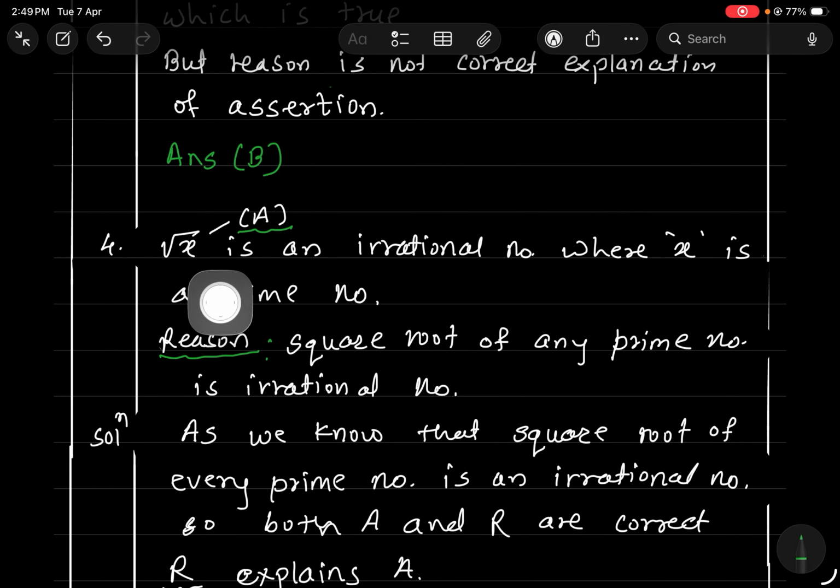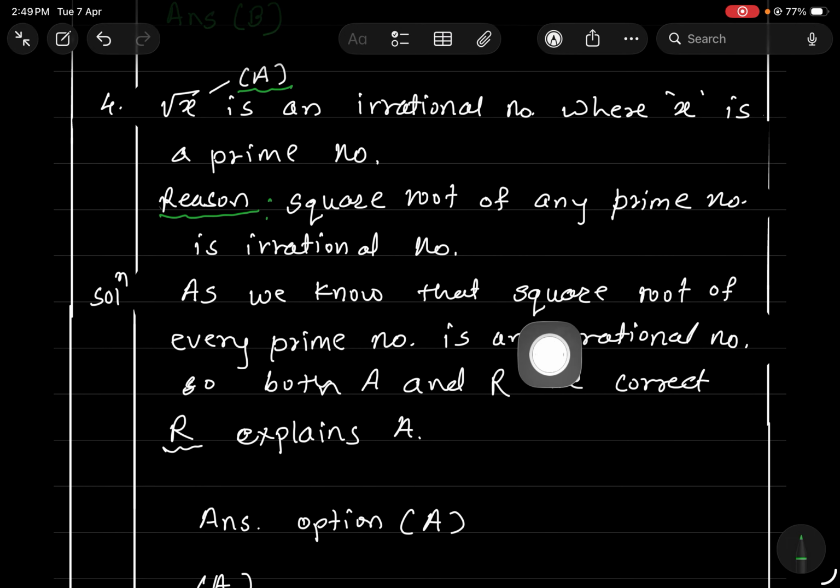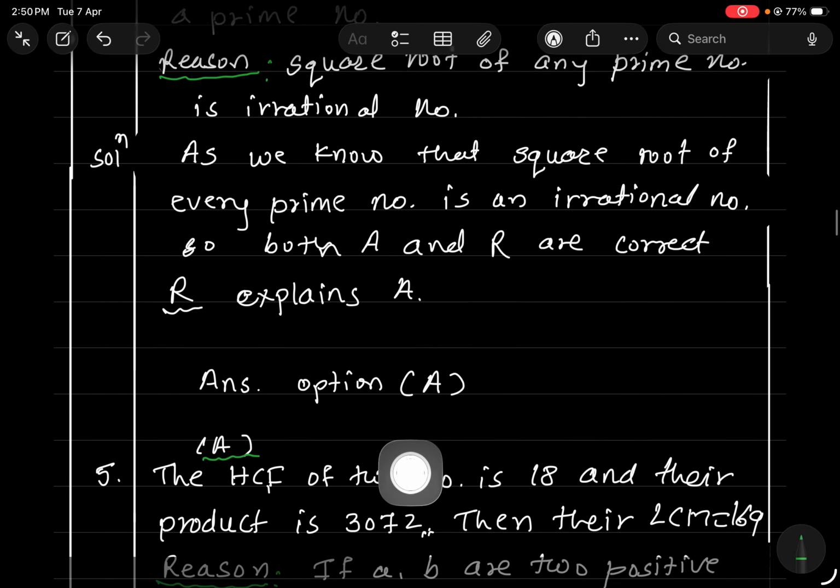Now the assertion is that root x is an irrational number, where x is a prime number. Reason: the square root of any prime number is an irrational number. See here, we always know that the square root of every prime number is an irrational number. When the square root of every prime number is irrational, both A and R are correct. So here the option is A.